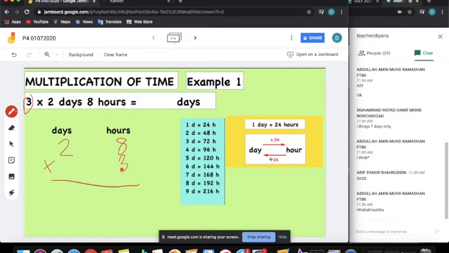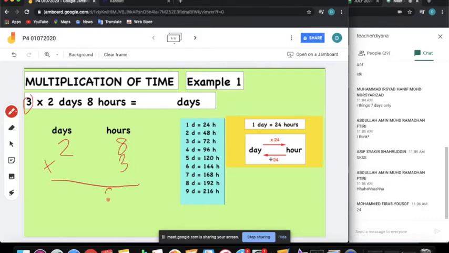Last warning. Okay, 8 times 3. For those who remember the timetable, you can answer teacher, 24. So, you put 24 here. Good, Firas. And then, 2 times 3 equals 6.